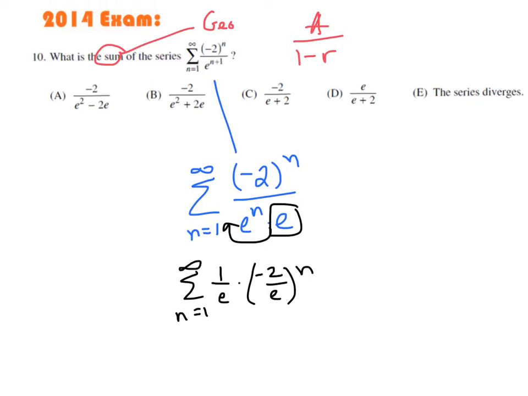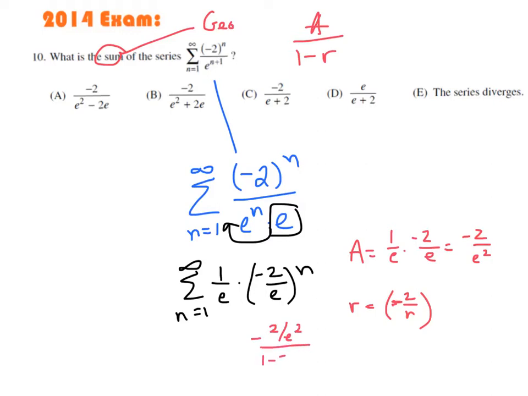So now if I plug in 1, because that should give me the first term, I have negative 2 over e to the first times 1 over e. So the first term, a, would be 1 over e times negative 2 over e, or negative 2 over e squared. The next would be the ratio. Well, that's whatever's being raised to the n. That's just negative 2 over e. So my formula is going to be, sum would be negative 2 over e squared divided by 1 minus negative 2 over e. So that's going to be negative 2 over e squared over 1 plus 2 over e.